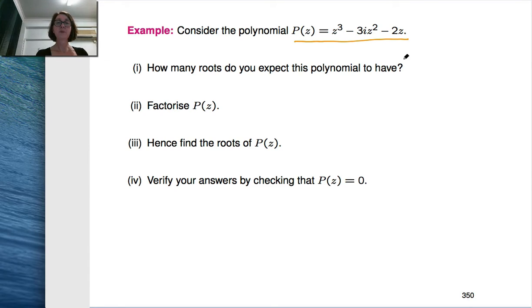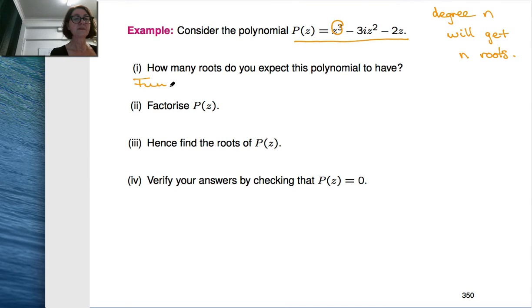So the theorem on the previous page, the fundamental theorem of algebra, said if you have a polynomial of degree n, then you can expect to get n roots. Okay, so this polynomial has degree 3. The highest power of z in the polynomial is 3. So the fundamental theorem of algebra says that we'll get 3 roots.